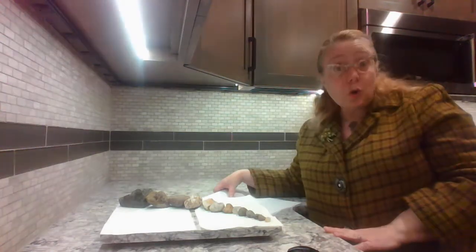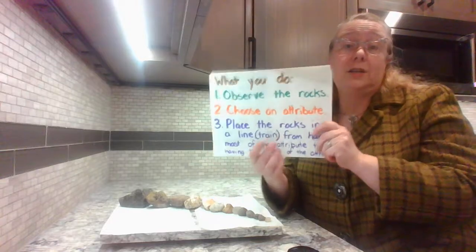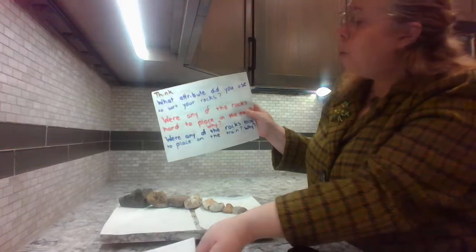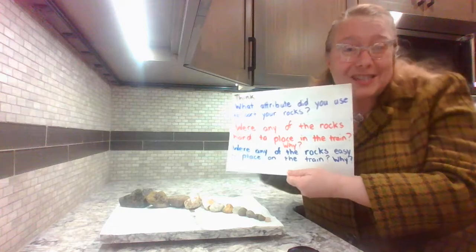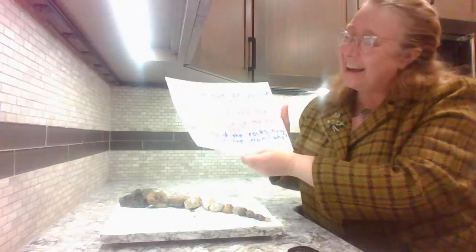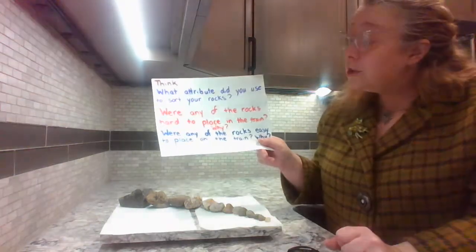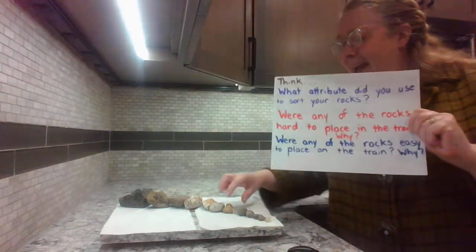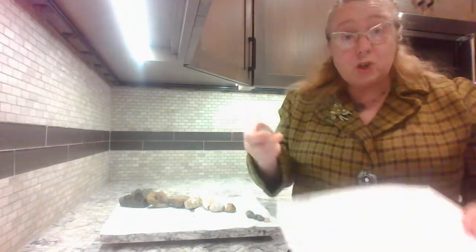Once you've completed your rock train by ordering your rocks based on their attribute, I want you to think about these questions. First, I want you to think, what attribute did you use to sort your rocks? Well, I used the attribute of size, right? Then think, were any of the rocks hard to place in the train? Why was that? I had 2 rocks here that were a little bit hard for me to place on the train. I'll show them to you now.